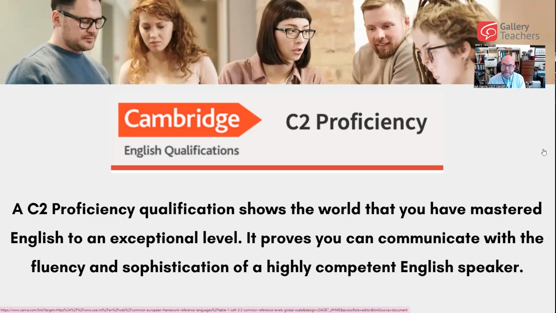Secondly, notice this reference at the end to a highly competent English speaker. We are not saying that proficiency is the same as a native level. Rather, we are saying it is the sophistication of a highly competent English speaker. Therefore, global speakers of English, for whom English was not their first language, but also native speakers of English who also use the language in a sophisticated way. Believe you me, not every native speaker speaks in a sophisticated manner.